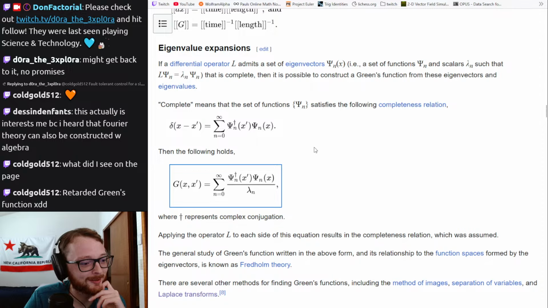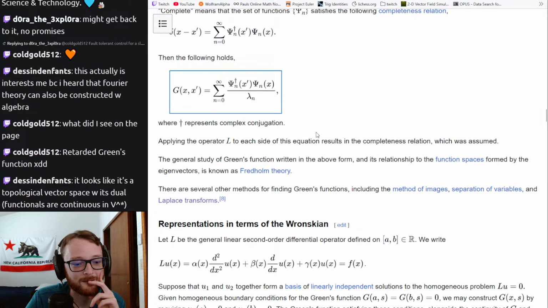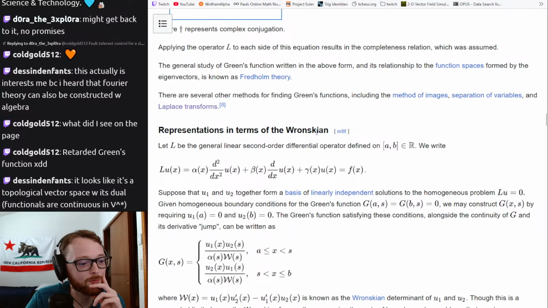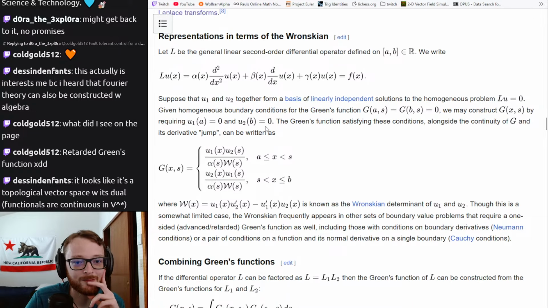This actually interests me because I heard that Fourier theory can also be constructed with algebra. Interesting. Topological vector space with its dual. So that's not something that I know anything about, but I bet that there is some higher, or not so higher, but different way of representing it. It might be somewhere inside here even.